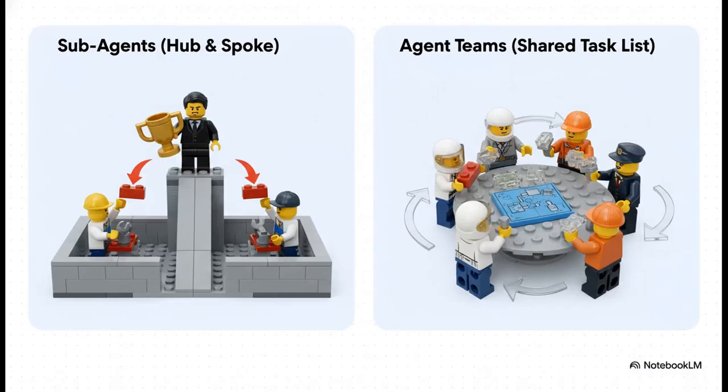But there's a catch with subagents. They can only report back to the main agent, which can create a bottleneck. So, for the really big projects, you need agent teams. This is totally different. Instead of one manager, the agents can actually talk to each other directly and work off a shared to-do list. This is for when your specialists really need to collaborate, like a real team, to get a big job done.